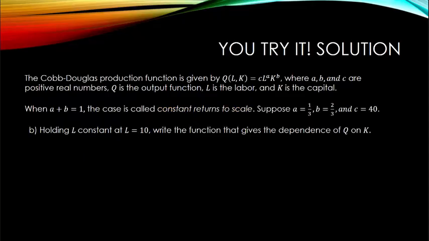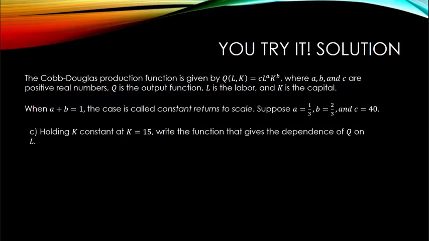Now I want to hold L constant at L is equal to 10 and write the function that gives the dependence of Q on K. I'm going to plug in 40 for C, 1/3 for A, 2/3 for B, and 10 for L. My function becomes Q is equal to 40 times 10 to the 1/3 power times K to the 2/3 power.